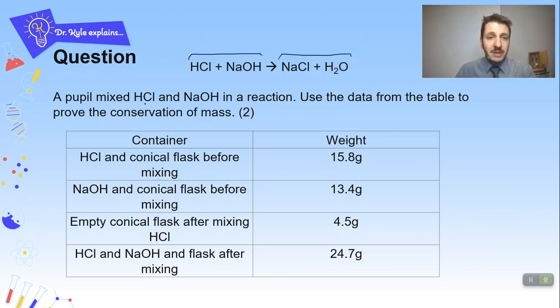So a pupil mixed hydrogen chloride, HCl, and NaOH in a reaction. Use the data from the table to prove the conservation of mass. 2 marks. So let's have a look here. We've got our container, and we've got here these 2 boxes. It says flasks before mixing. So here and here.